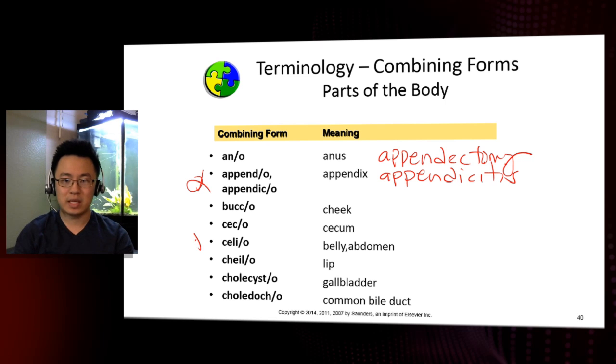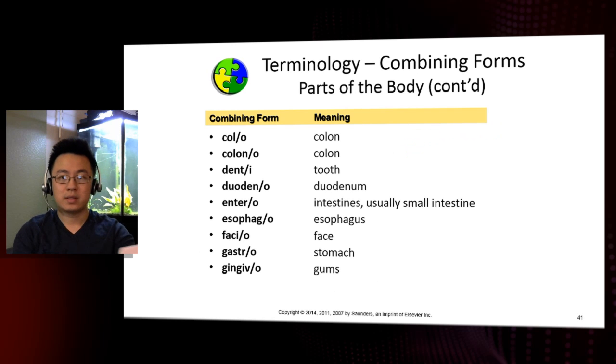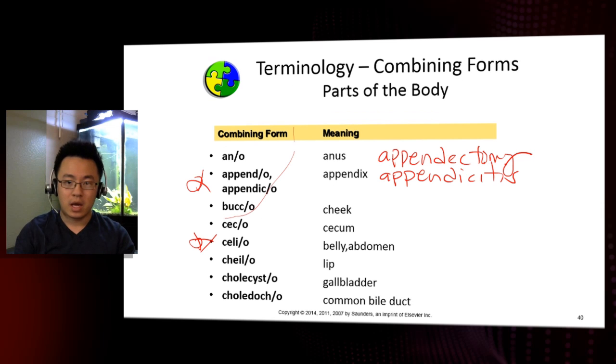Next, we have celio, which means belly or abdomen. Some additional terms here. Chilo, here, chilo means lip. And we have choledocho. Choledocho here means common bile duct. So one word here that you might be curious about is choledochotomy.